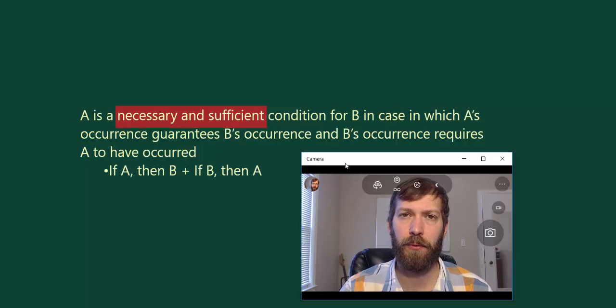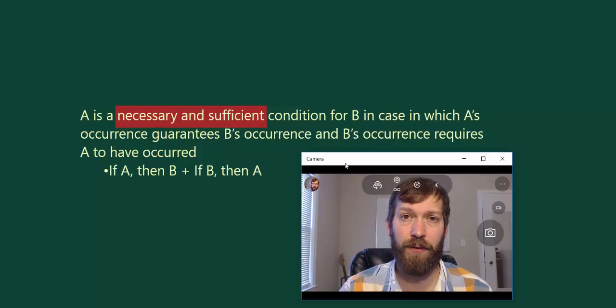So for example, we have an increase of heat if we have an increase in molecular motion. But not only that, if we don't have molecular motion, we won't have an increase in heat. And if we increase the molecular motion, we will get an increase in heat.